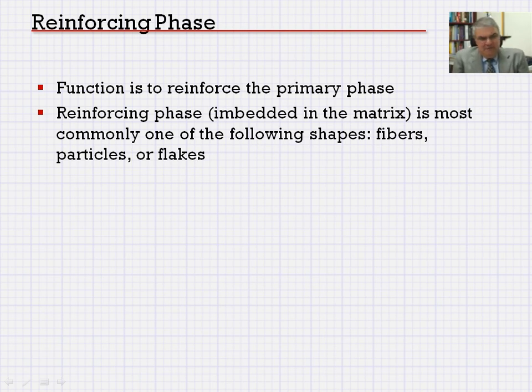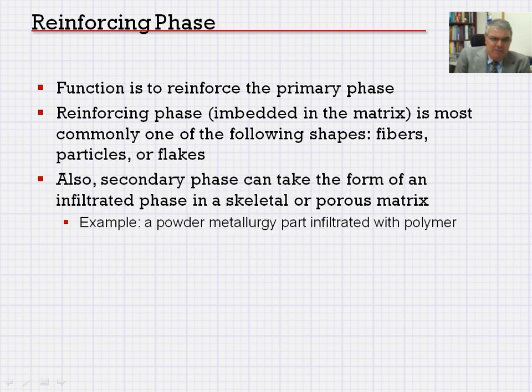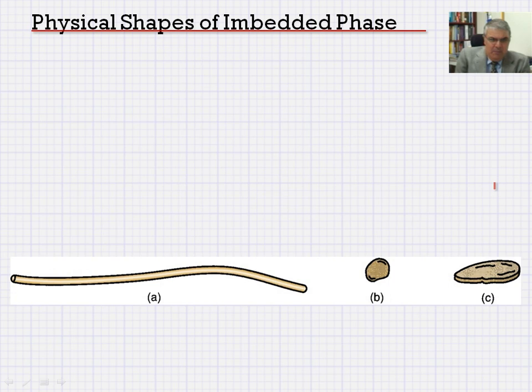There's also the reinforcing phase. Its function is to reinforce the primary phase that we just discussed. In the reinforcing phase, we have fibers and we have particles or flakes, and those are common shapes that we use for the reinforcing phase. The secondary phase can take the form of an infiltrated phase in a skeletal or porous matrix. An example is a powder metallurgy part infiltrated with polymers.